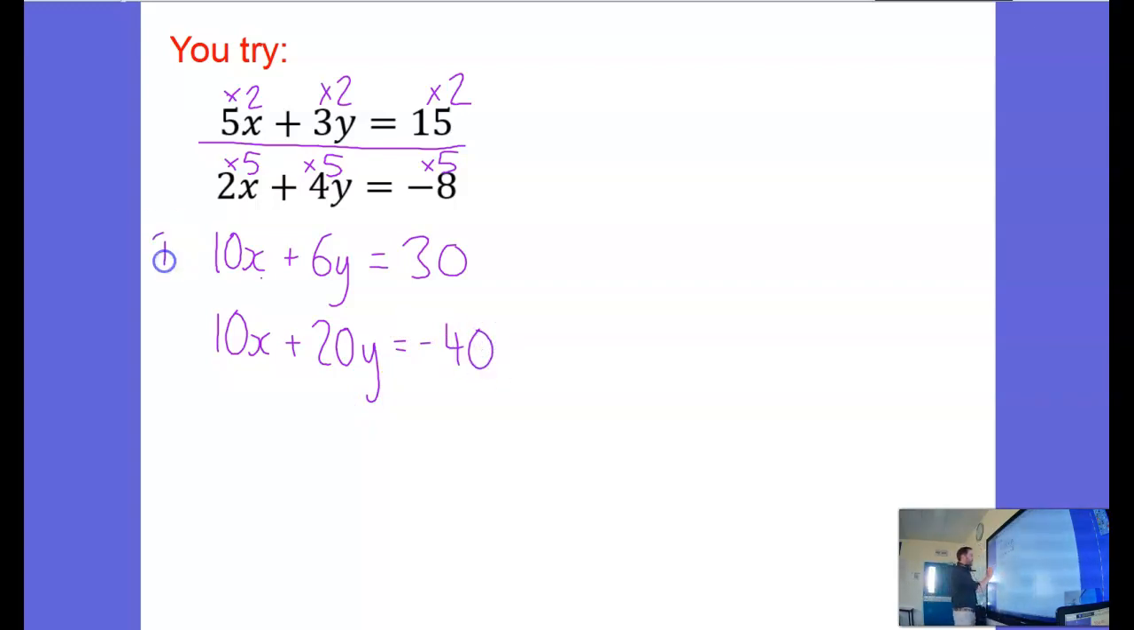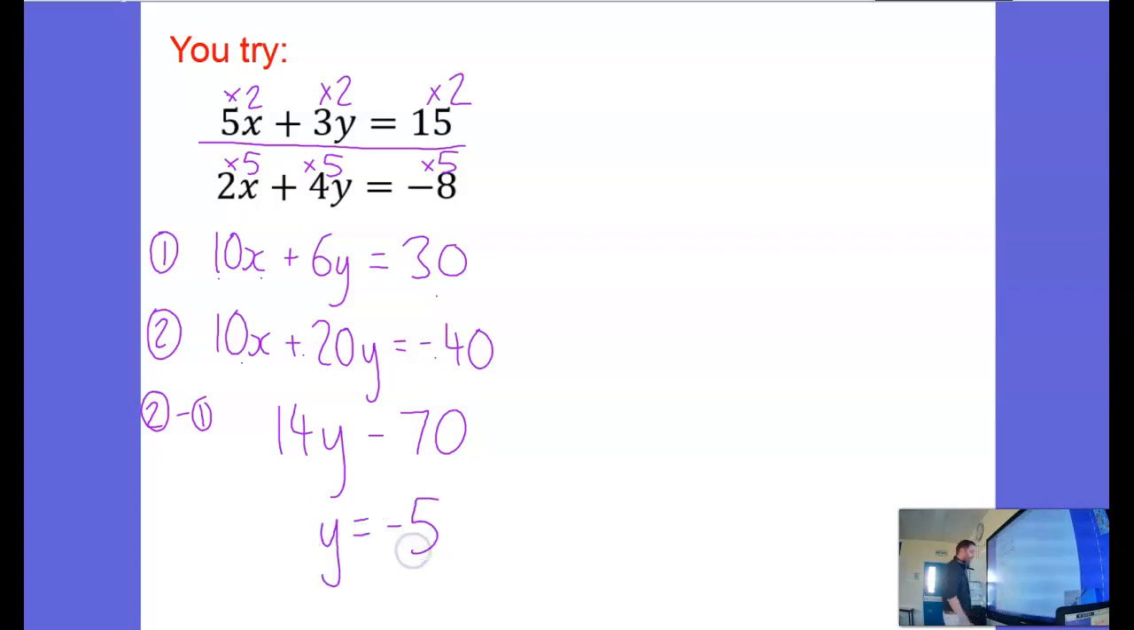Okay, now I've got two equations, label them what you want. It doesn't matter which way around to do this, but I'm going to do 2 minus 1. So 10x minus 10x is 0, 20y minus 6y is 14y, minus 40 minus 30 is minus 70. Careful with your negatives. Divide by 14 and we get y equals negative 5.